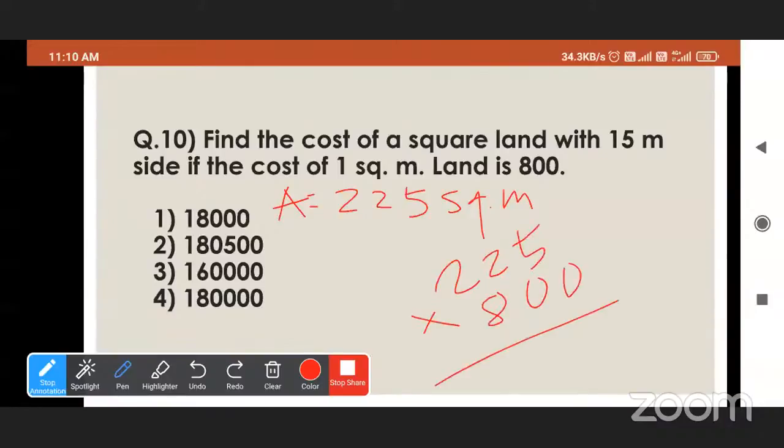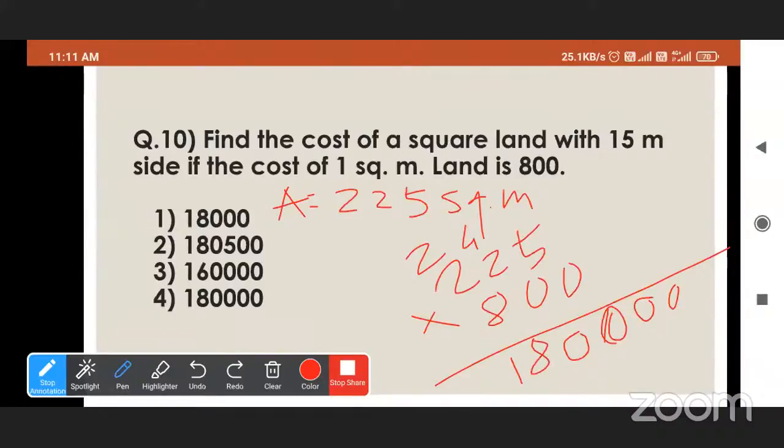Okay. Now do the multiplication. 225 multiplied by 800. The 0, 0 we will write as it is. So 8 multiplied by 5, 8 fives are 40. So this is 0, we will write 4 here. 8 twos are 16. 16 plus 4 is 20. We will write 2 here. 8 twos are 16, 16 plus 2 is 18.